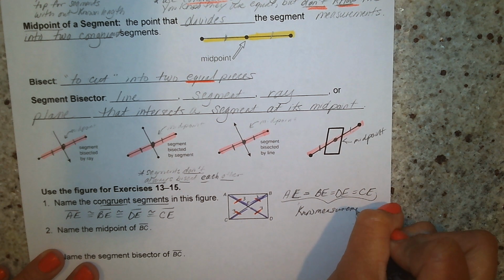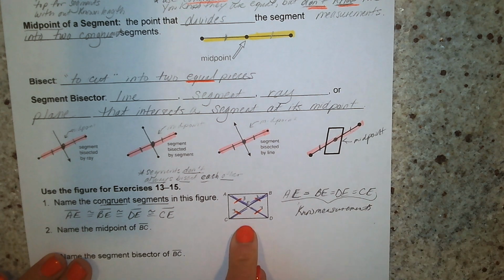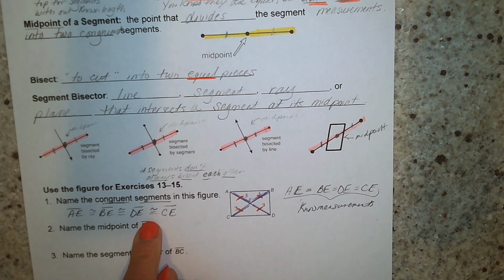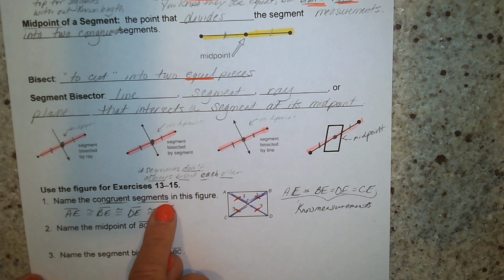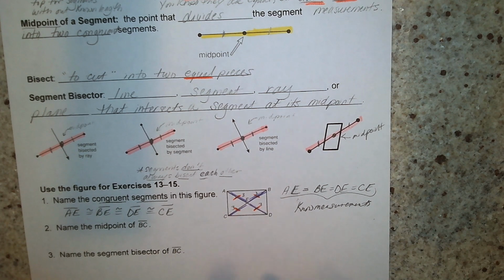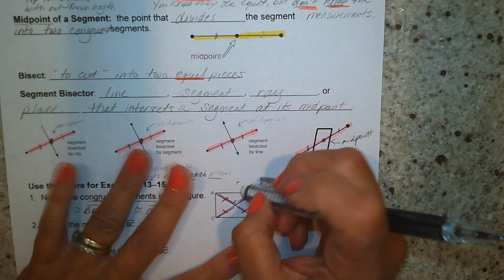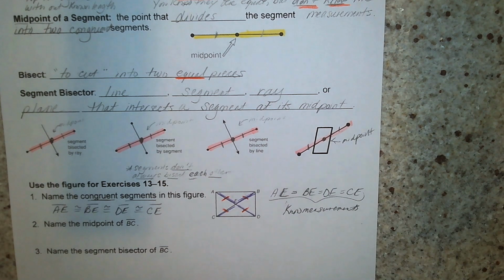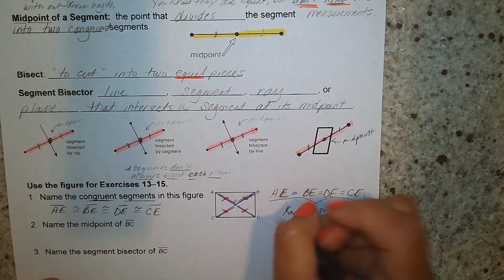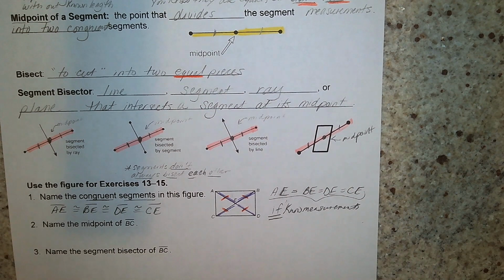Okay, so if you know the measurements, you would do this. If you don't know the measurements, use the congruent. Now, it did ask you for congruent anyway, but that's because there is no numbers in this picture. So I'm going to get rid of the numbers so not to confuse us, since there were none given to us. But this would be, again, if you know the measurements.